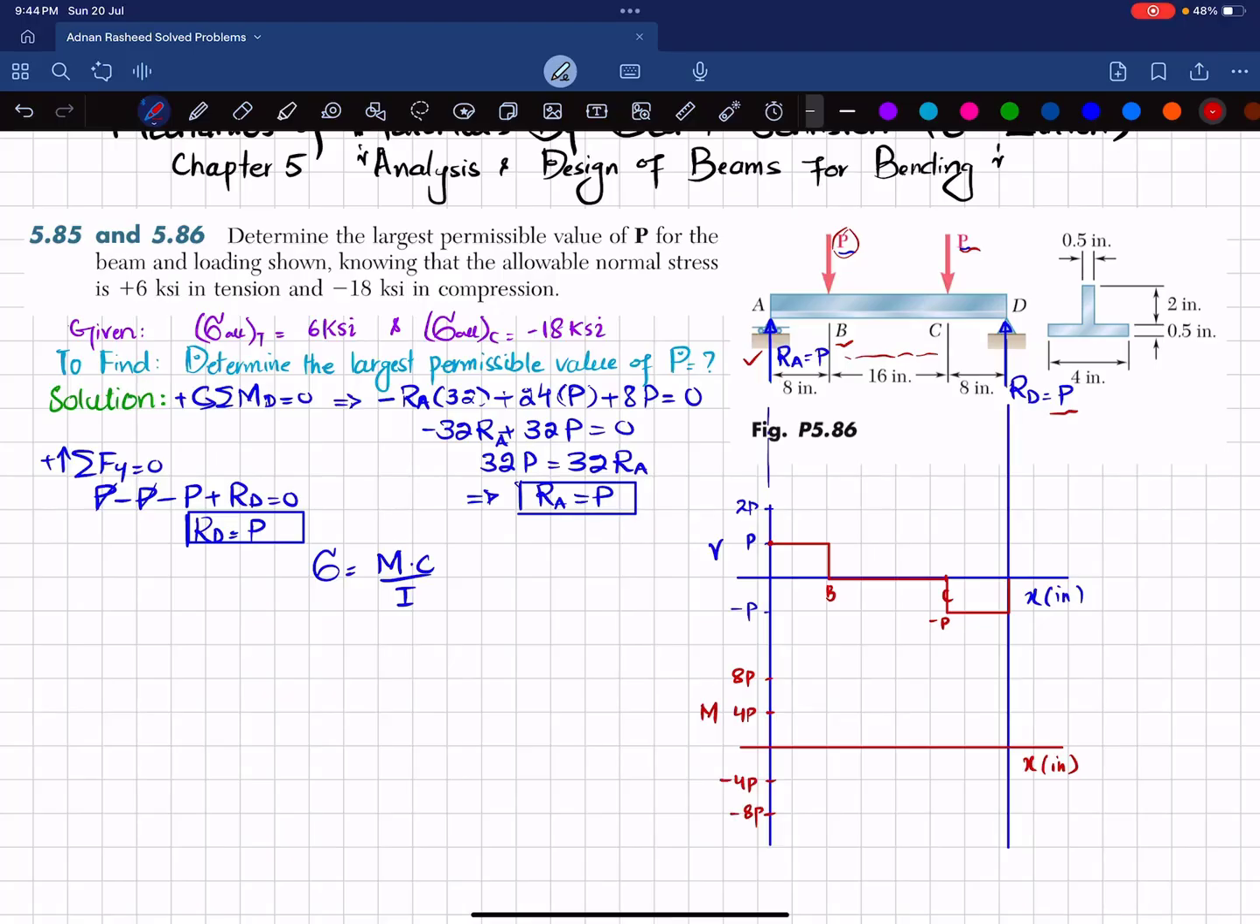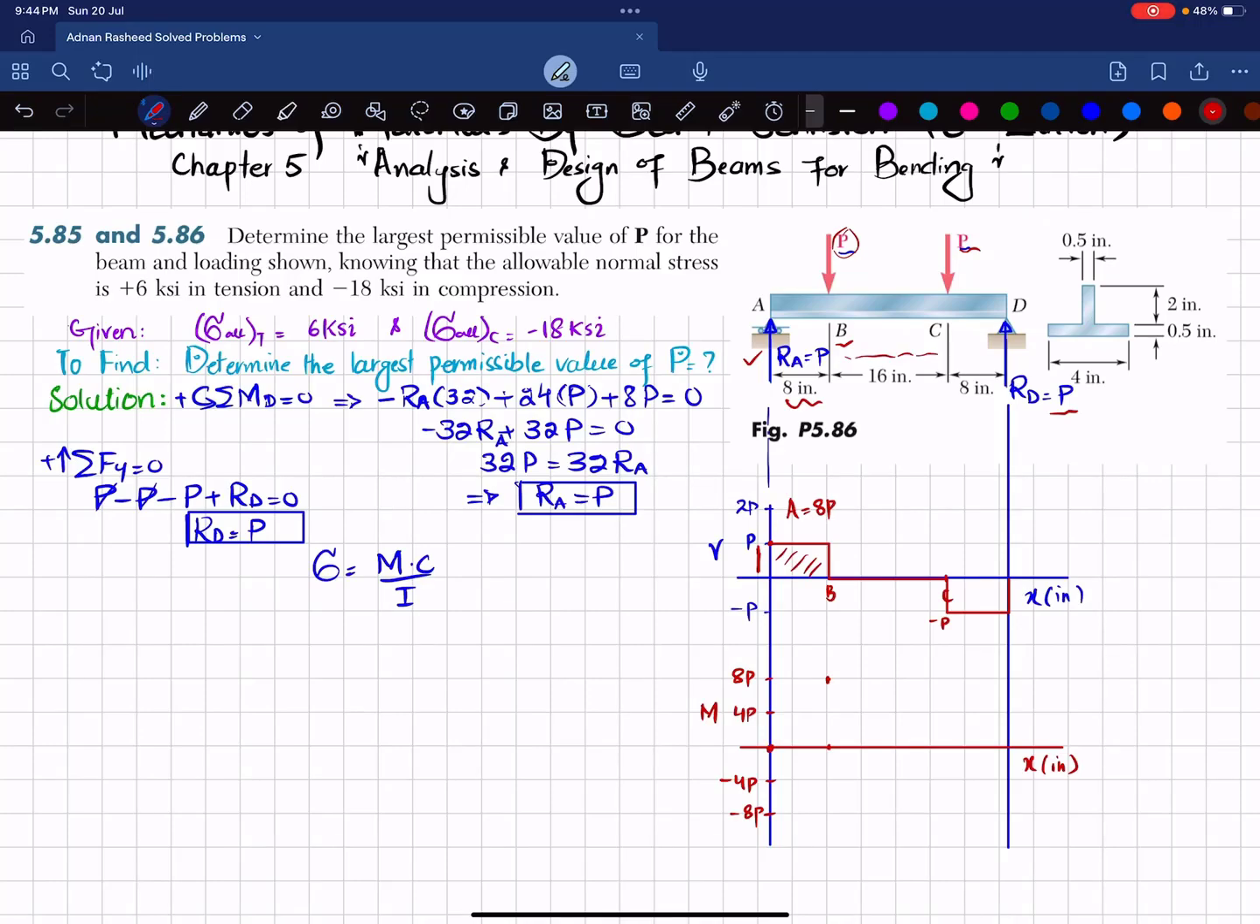So we know that area under the shear force diagram will give you bending moment. So first area is this one, and this area is equal to how much? This magnitude is P, and this length is 8 inch. So 8 into P is 8P. So moment at point A is equal to 0. At point B it will be equal to 8P. So 8P is this one.